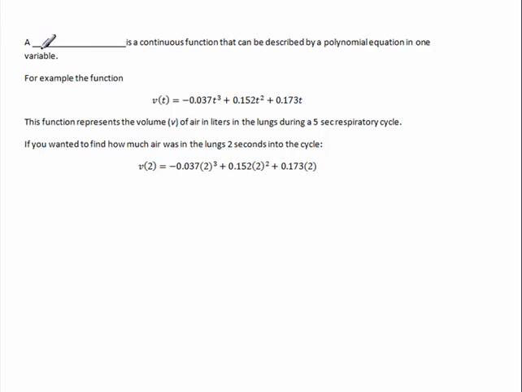So what are we talking about here? A polynomial function is a continuous function that can be described by a polynomial equation in one variable. Polynomial function. That's what this is, and the big difference right off the bat is we got function notation, v of t.